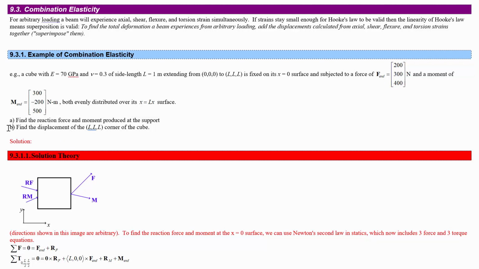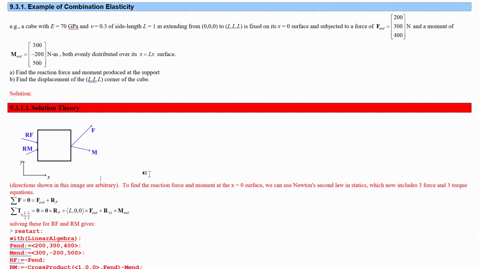The first part of this is something that we could do in week 3. The second part is something we can only do now after we've had 6 more weeks to explore how this stuff works and incorporate all this elasticity stuff. So here's how we're going to do this. Assume that there's some kind of reaction force and moment applied at the left, like we did in week 3, and we're going to say that we can use Newton's second law in statics all in 3D on this thing, just like we did in week 3, where we say the net force is equal to 0.